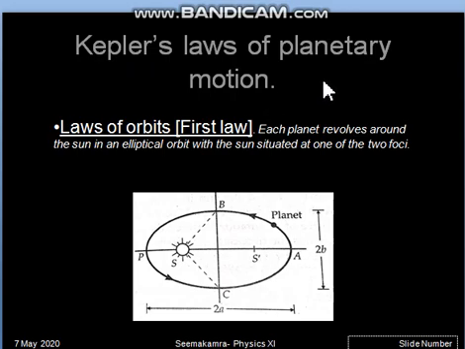Like Newton's 3 laws of motion we study, in the same manner Kepler also gave 3 laws of planetary motion. So the first law of motion is the law of orbit, and it states that each planet revolves around the sun in an elliptical orbit with the sun situated at one of the two foci. The meaning is this: before Kepler's research, it was assumed that all the planets revolve around the sun in circular orbits.